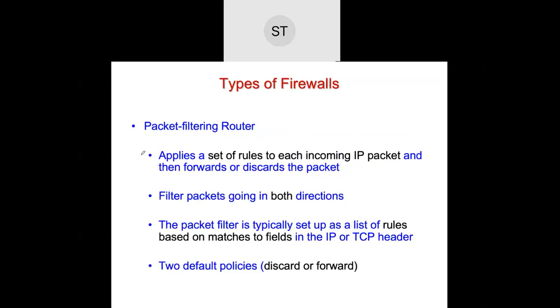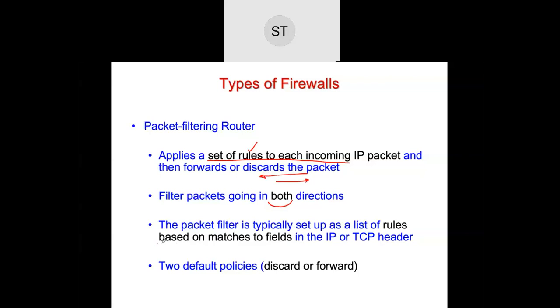So a packet filter router applies a set of rules for each incoming and outgoing packet. It filters packets in both directions. I can set a different rule for incoming packets and a different rule for outgoing packets. That is very easy.